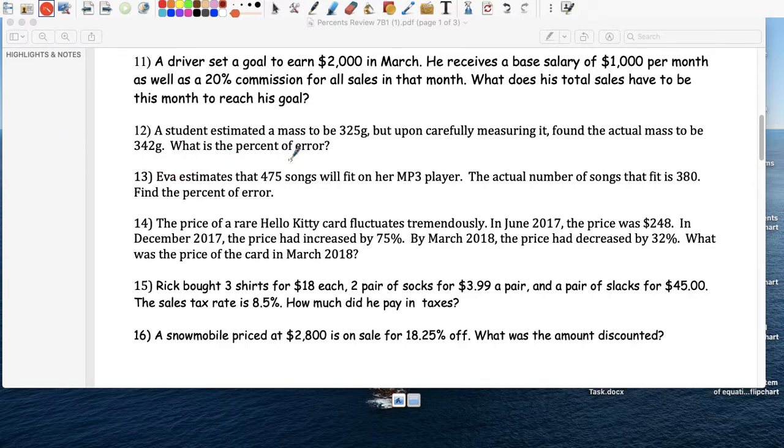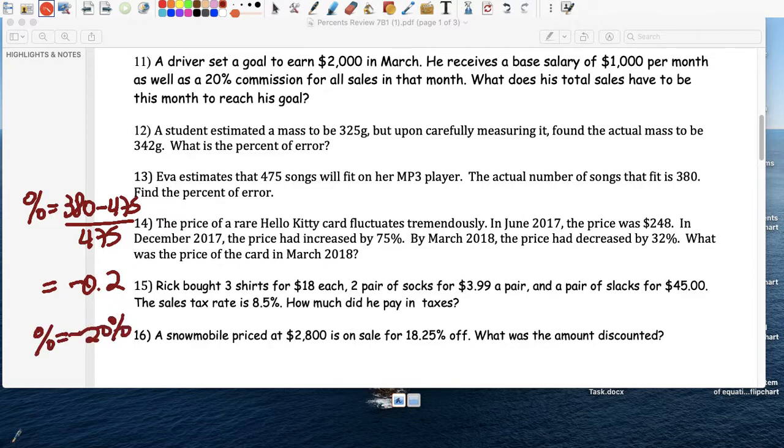13 is the same thing. Eva estimates that 475 songs will fit on her MP3 player. The actual number of songs that fit is 380, so she's definitely overshot it. So again, actual 380 minus the estimate 475, over 475. 380 minus 475 equals negative 95. And then we're going to divide that by 475. This one is a nice number, negative 0.2, which we change to a percent. It's negative 20%.